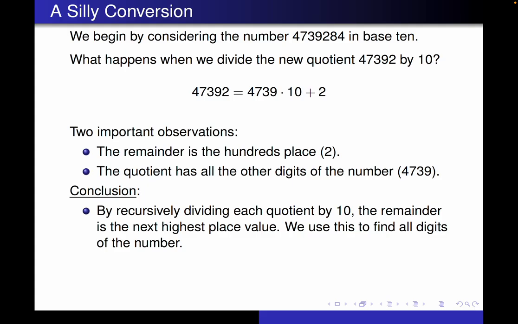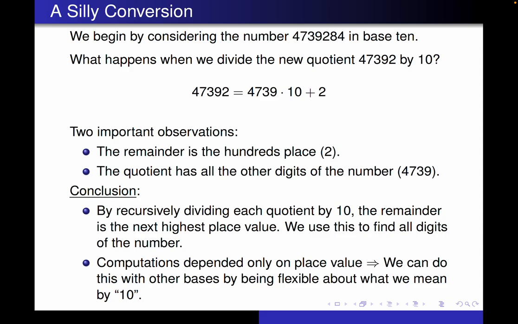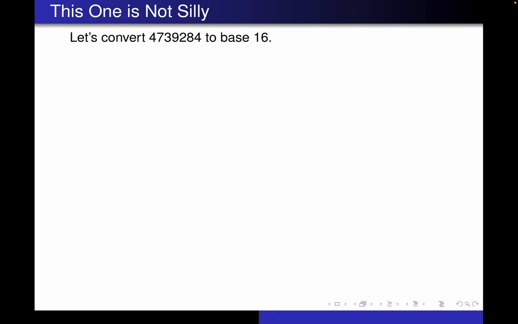Now that's silly when we're trying to convert a number from base 10 also to base 10, but it's going to be very useful when we're going to convert a number to a different base. So notice that these computations only depend on using the place value. And that means we can do this with other bases as long as we're flexible about what we mean by dividing by 10. Right? So here we're dividing by our 10 with our 10 fingers, right? But if we're in base 4, when we divide by 10, we, for instance, divide by 4 instead. So let's use this technique to convert the number, well, it's still the same number, 4,739,284, but now we're going to convert it to base 16.